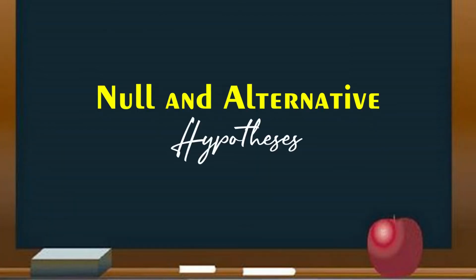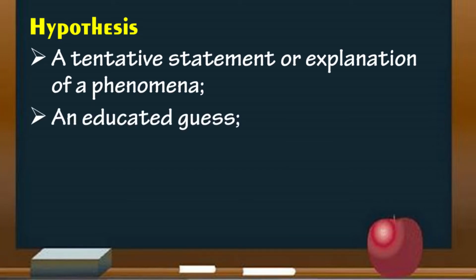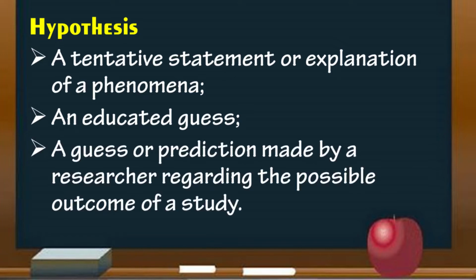In this video, we are going to show you how to formulate a null hypothesis and alternative hypothesis. First, let us take a look at the key concepts. Hypothesis is a tentative statement or explanation of a phenomena. It is an educated guess, a guess or prediction made by a researcher regarding the possible outcome of a study.